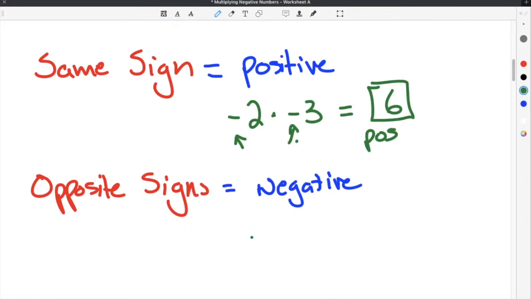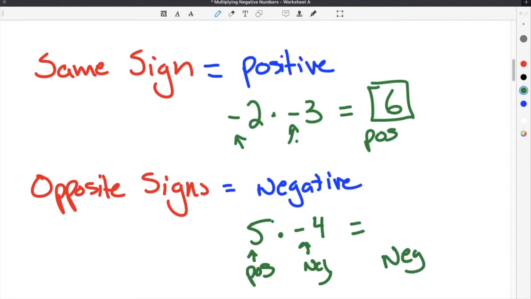Quick example for opposite signs: if we did positive 5 times a negative 4, they have opposite signs. This is a positive, and this is a negative. That means our answer has to be negative. So when we multiply these together, we just multiply the numbers. 5 times 4 gives us 20. But because they're opposite signs, a positive number times a negative number gives us a negative as our final solution. So this would be negative 20.